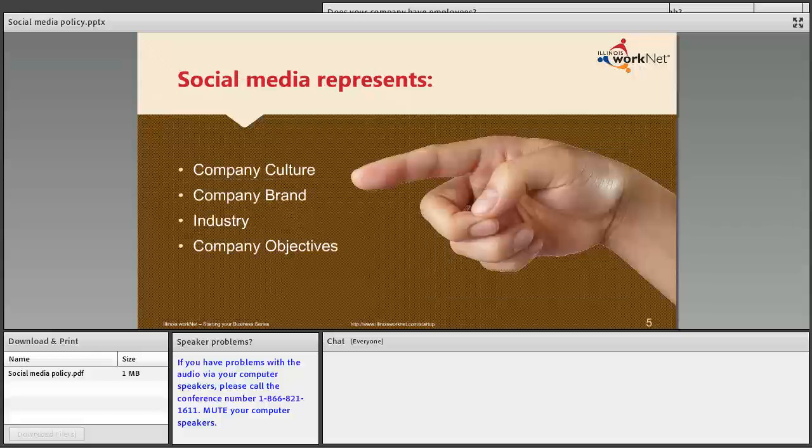Social media often represents several things. It will portray your company culture and your brand. You want to ensure that whatever is presented on social media platforms of any kind is going to represent your company and carry your message out to the customers and to your competitors in your industry. You also want to ensure that social media will fulfill your company objectives about how you will secure leads and generate sales. So it's not just about what they're saying, but how it represents everything about your company.